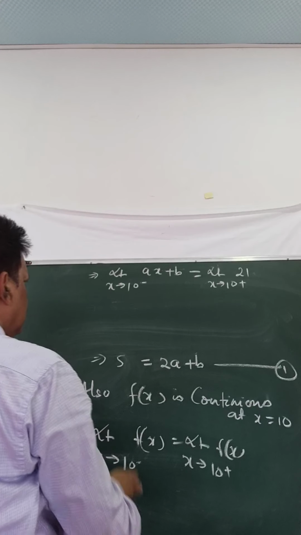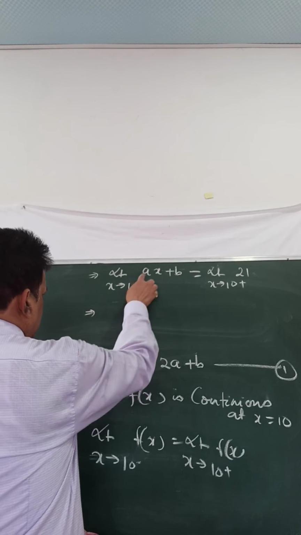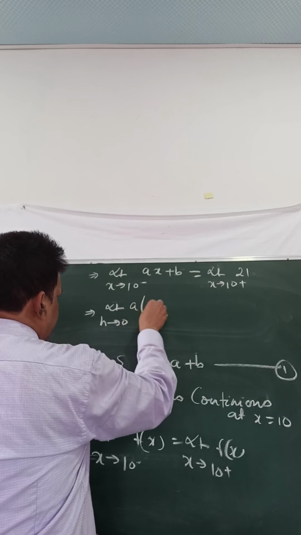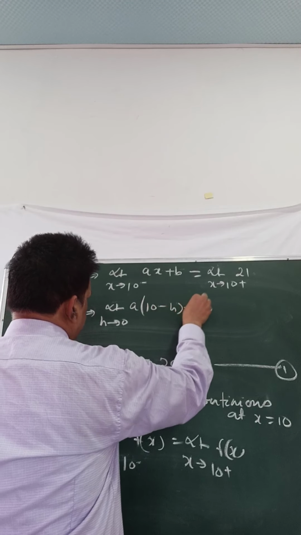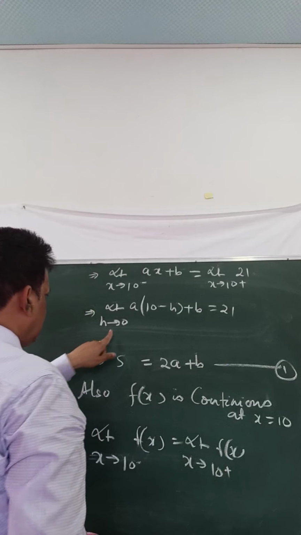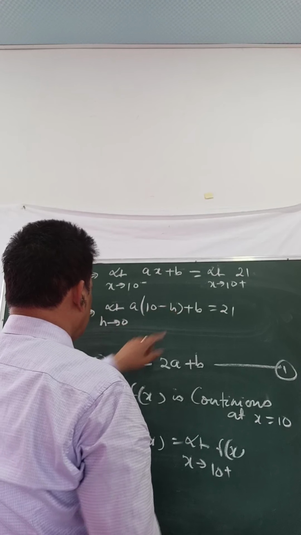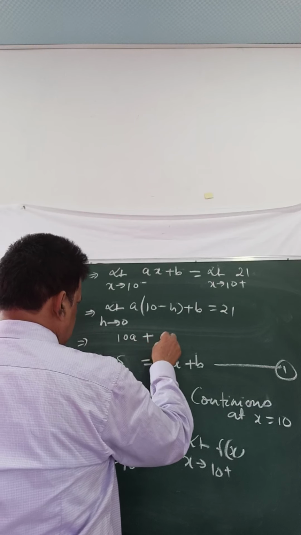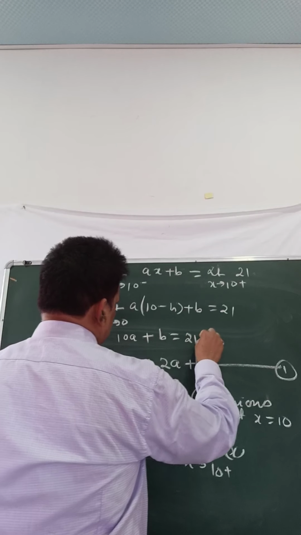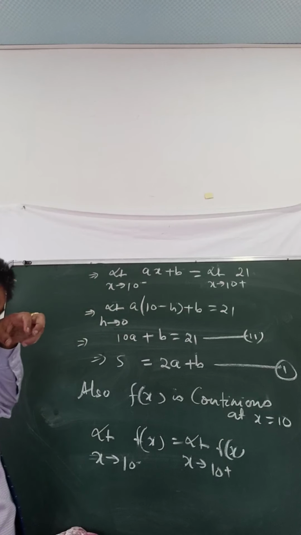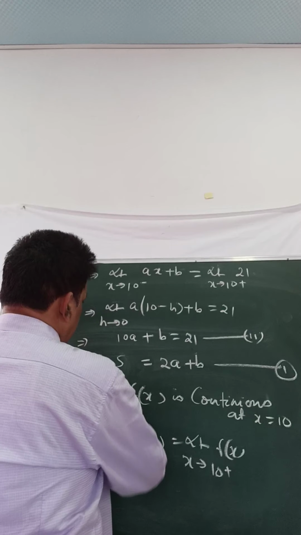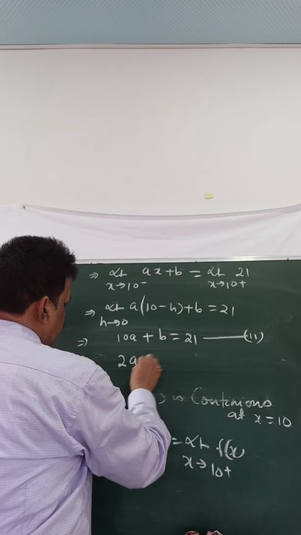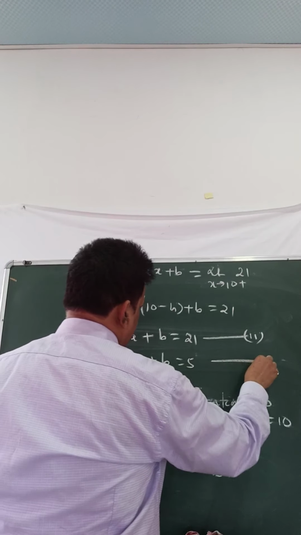So this implies limit h tends to 0, a times 10 minus h plus b equals 21. Now you can put h equal to 0. This implies 10a plus b equals 21, equation number 2. So if I write it again, 2a plus b equals 5, equation number 1.